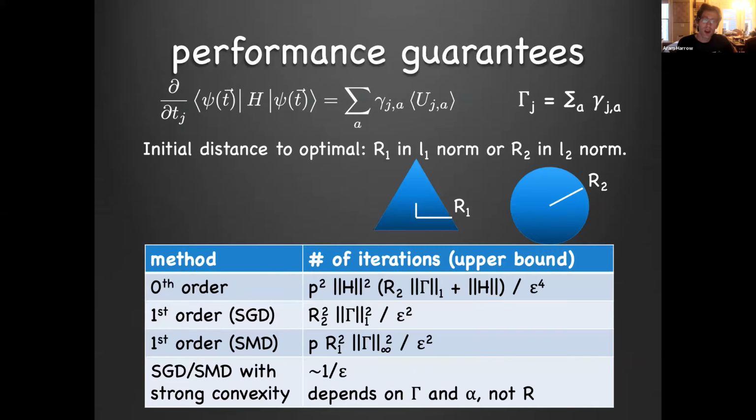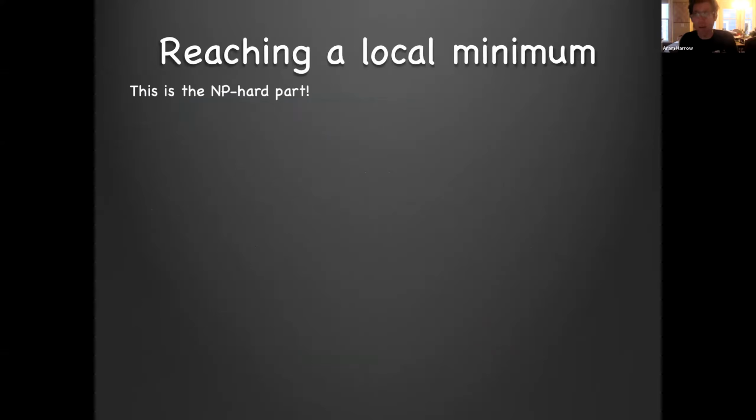Now, these performance guarantees, which I went through quickly, or didn't really explain at all, are all in the neighborhood of a local minimum. But the problem with these variational methods, with anything with gradient descent, is how do you even reach a local minimum, or sorry, a good local minimum? I didn't say this very well. How do you find a good local minimum in the first place?